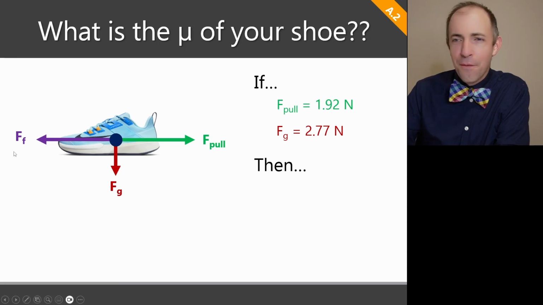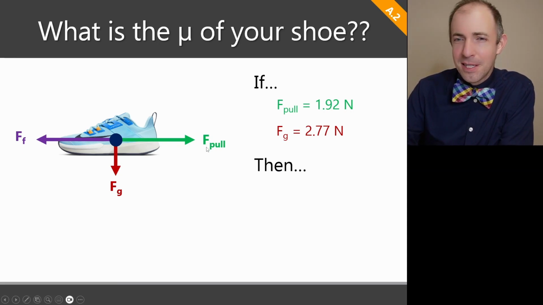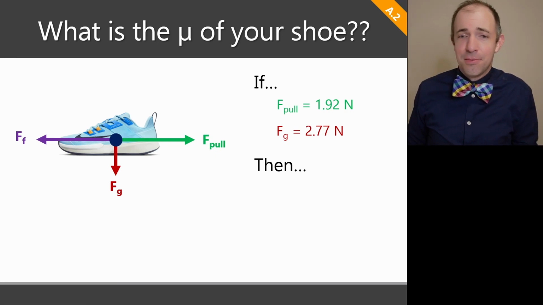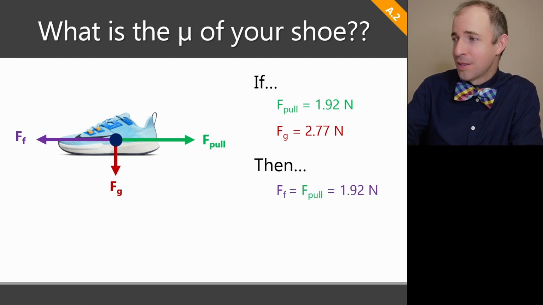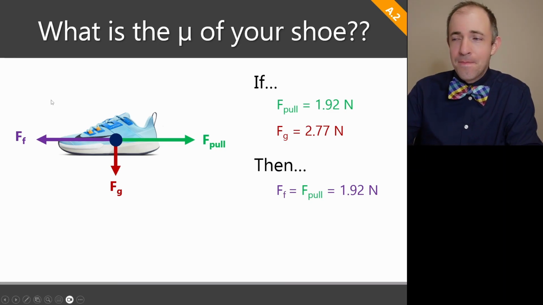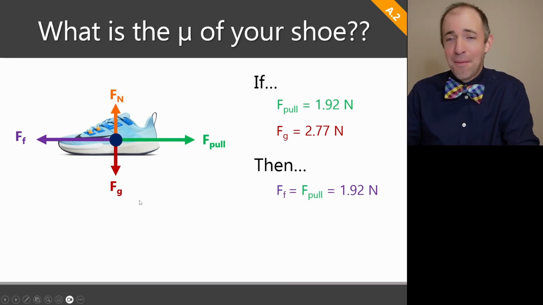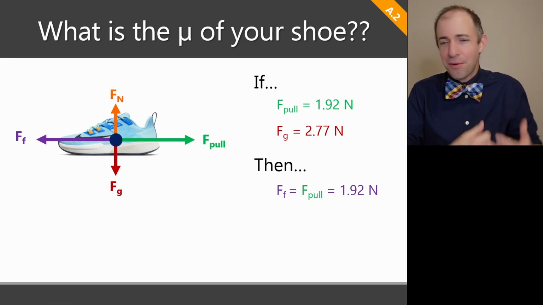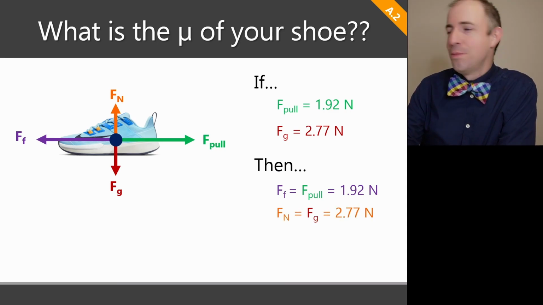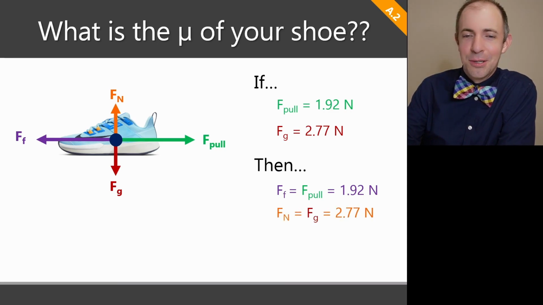We can say, oh, force of friction must be equal and opposite to the force of the pull in order to maintain that constant motion. It is in equilibrium. So Ff must be equal to 1.92 as well. Fg has to be canceled out by the surface of the table or the floor, whatever you're dragging this on. Fn has to equal Fg, which is 2.77 newtons.